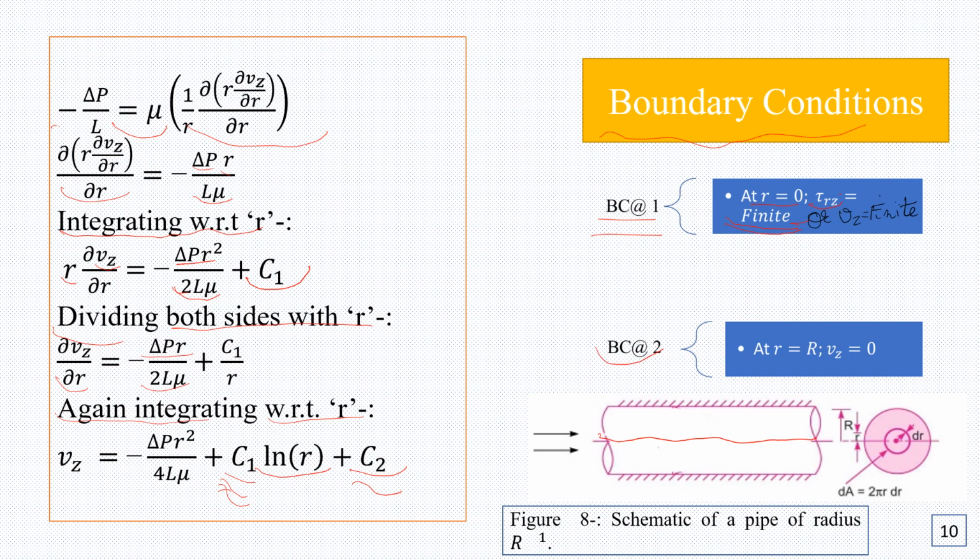And the second boundary condition is that at R equal to capital R, meaning at the boundary of the pipe, Vz equal to 0. That is, the velocity at the radius, at R equal to capital R, at the boundary of the pipe, is equal to 0. This is because of the no slip condition. So velocity at the solid boundary, or the pipe boundary, is equal to 0. These are the two boundary conditions based on which we can calculate the constants C1 and C2.